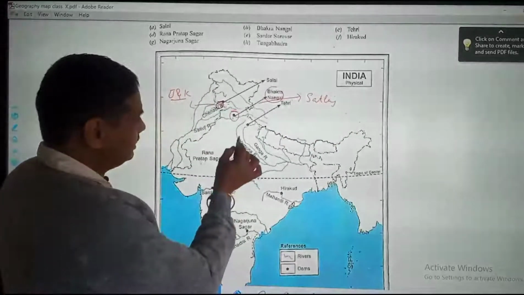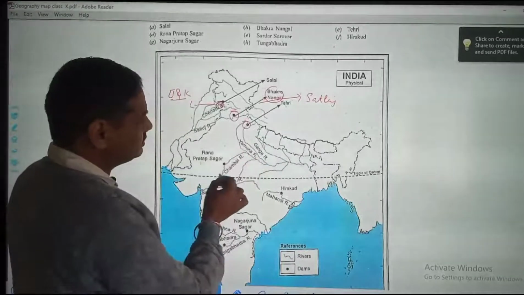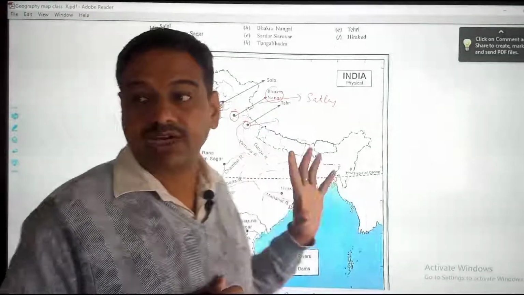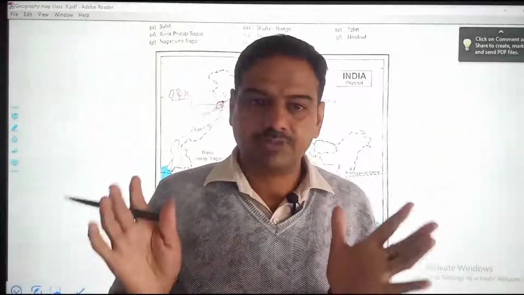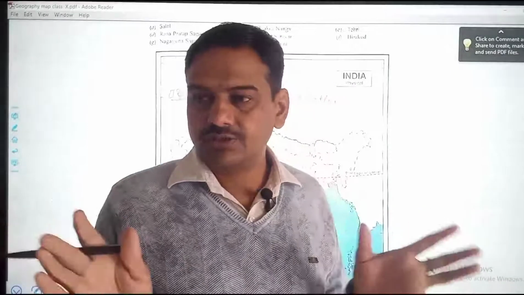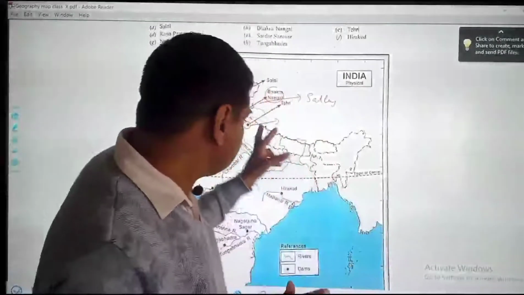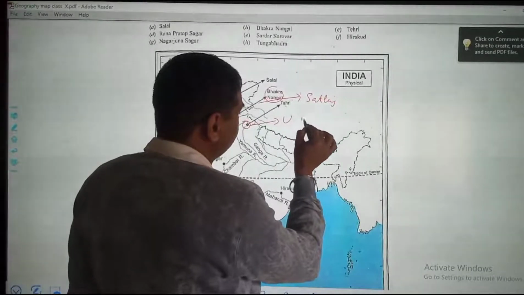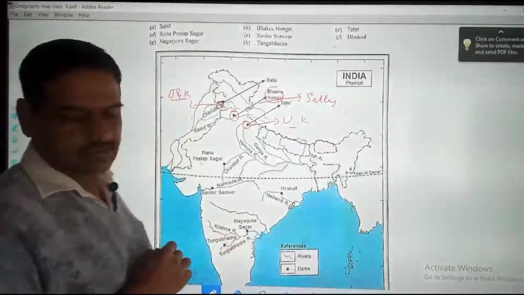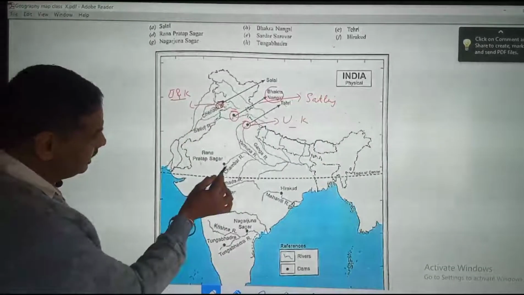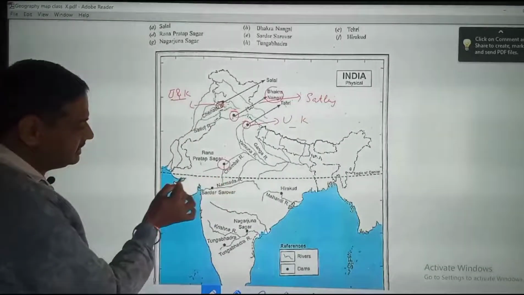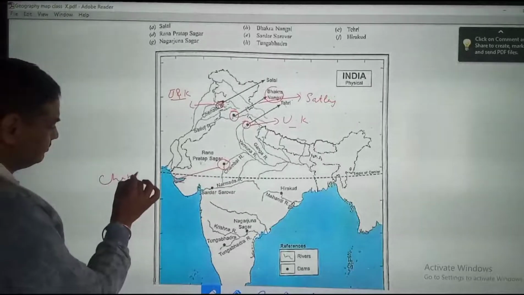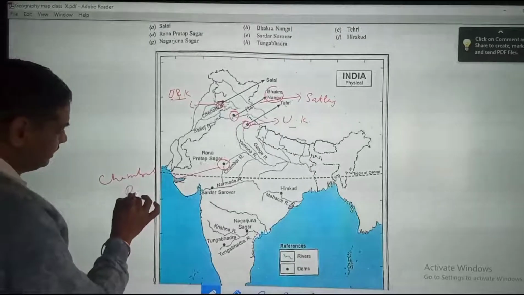Then comes the Tehri Dam. The Tehri Dam is on one branch of Ganga river, that is Bhagirathi. So Tehri Dam is on which branch of Ganga? Bhagirathi river, which is a tributary of river Ganga, and this dam is in Uttarakhand, or UK we can write this. Then comes the Rana Pratap Sagar Dam, that is in Rajasthan, and this dam is on which river? That is the Chambal river. Is that clear?